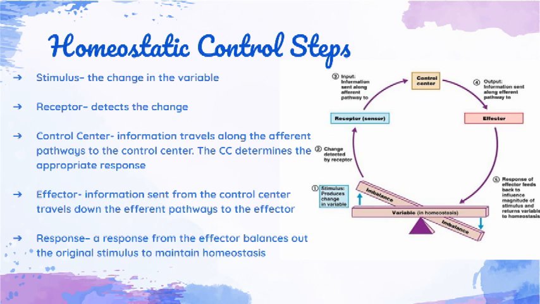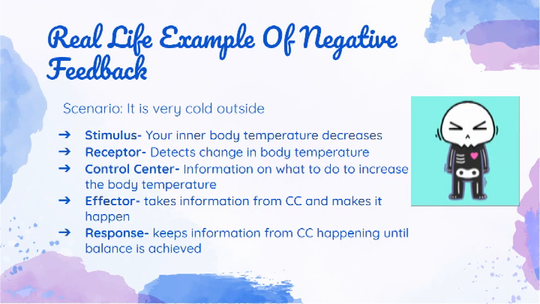Then, response. A response from the effector balances out the original stimulus to maintain homeostasis. And as you can see from the picture I put here, it goes in a loop until balance is made. An easy acronym to remember it is some reptiles can eat rice. Here is a real-life example of negative feedback.